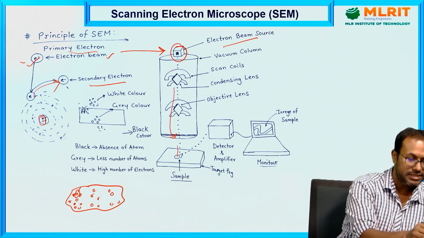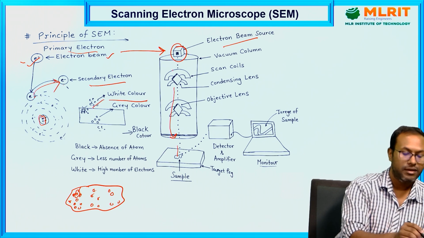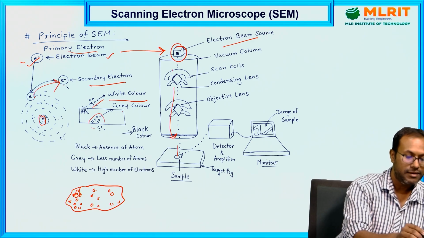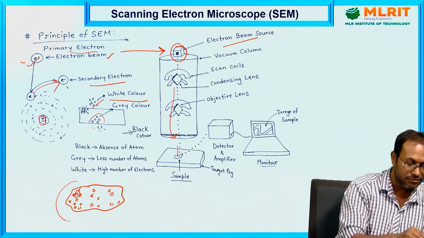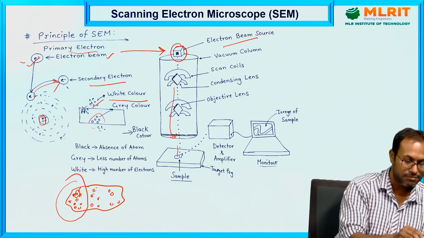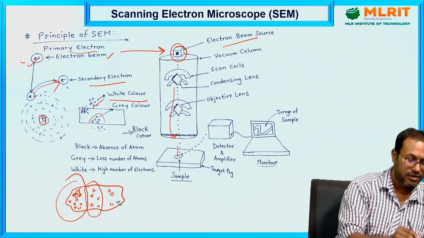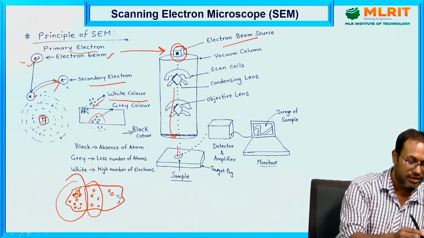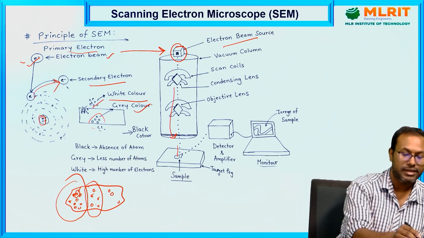Suppose in some places there are more atoms. When the electron beam falls there, more electrons will come out, and that will give a white color. Suppose the atoms are not uniform: some places have a very high number of atoms, and some places have a moderate number. In those cases, when the electron beam falls on these places, fewer electrons come out, and that will create a gray color.